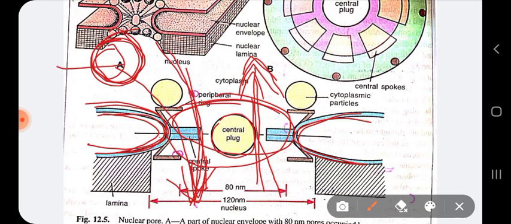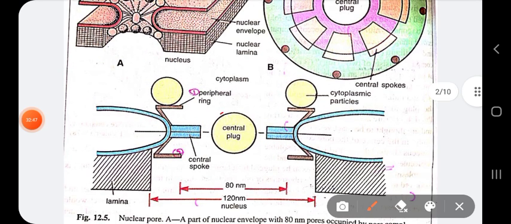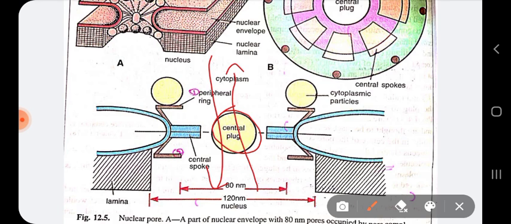So I have mentioned the central plug, right? There must be some signal mechanism going on, which helps to open that plug, allowing entry of particular specific molecules into the nucleus and removal out from the nucleus. Recently, it has been investigated that there are some specific nuclear proteins called karyophilic proteins.